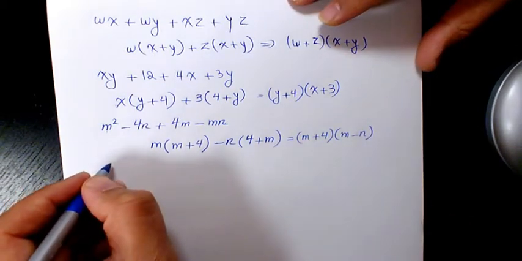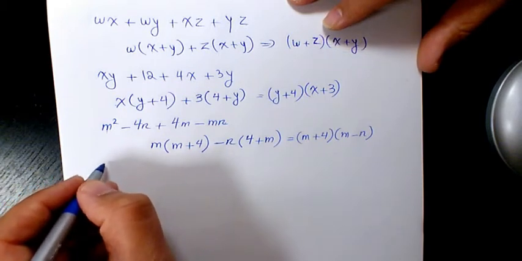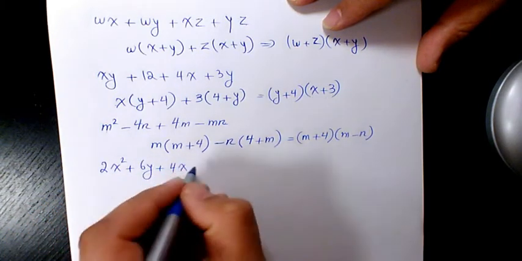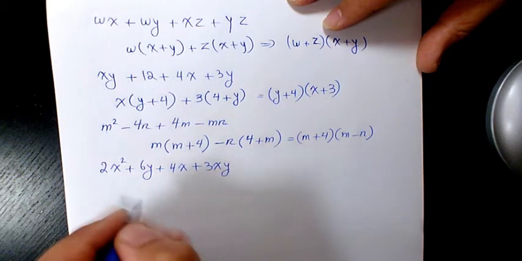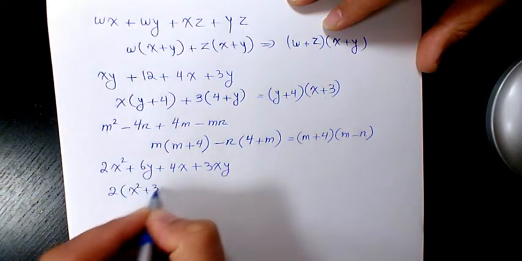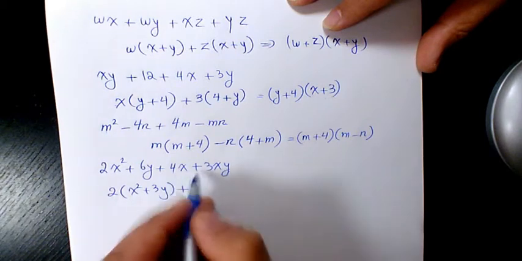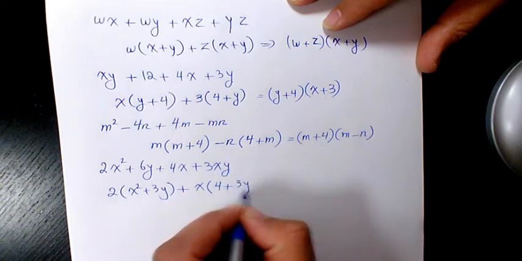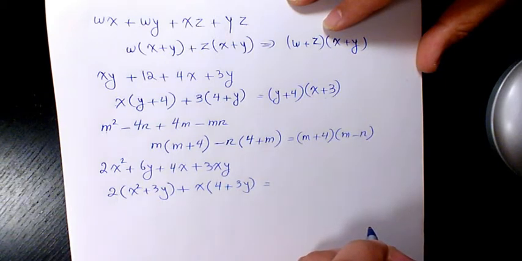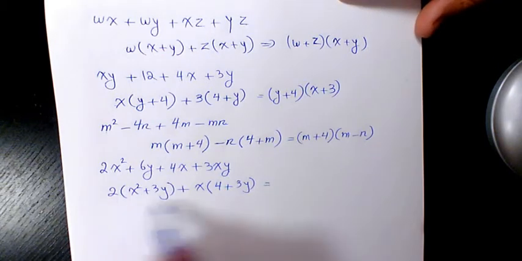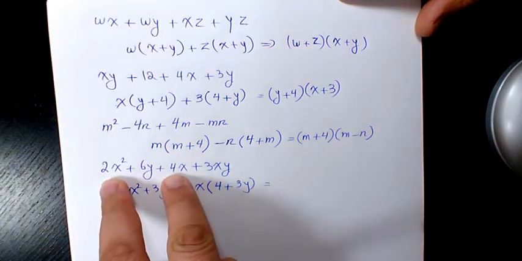Next one is going to be 2x squared plus 6y plus 4x plus 3xy. When you factor that, you can factor, for example, 2 in here. That's going to be x squared plus 3y. What can you factor in here? You can factor x in here. So 4x divided by x is going to be 4. 3xy divided by x is going to be 3y. Right? So that's what we have for now. And we cannot factor it more than that. So we cannot use group factoring. If we consider these two, let's check that.